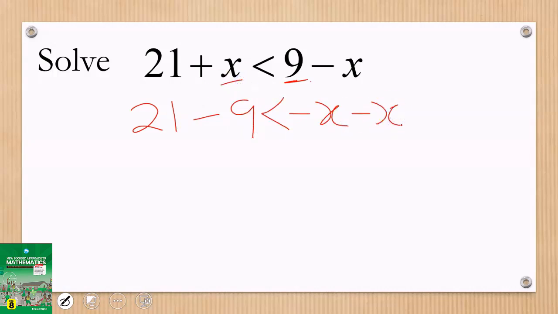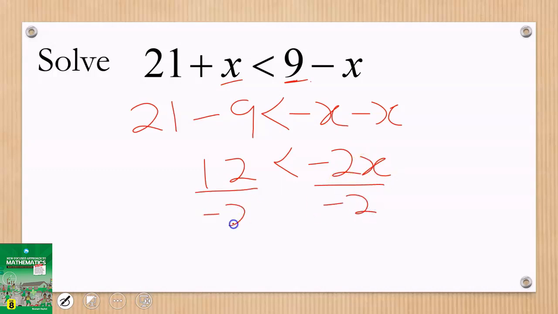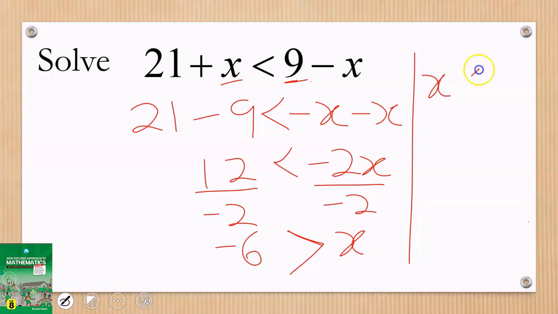Whilst this one is giving us 12, we have here negative 2x. Now, I'm going to divide here by negative 2, divide here by negative 2. So I'm going to have negative 6 greater, so instead of less, it will be greater than x. So this is my answer. Negative 6 is greater than x, or I can say x is less than negative 6. And that answers the question.